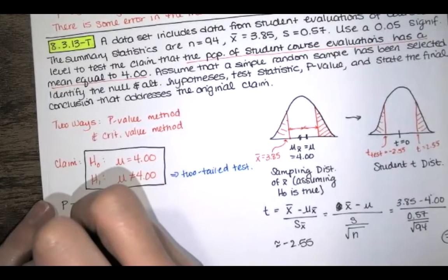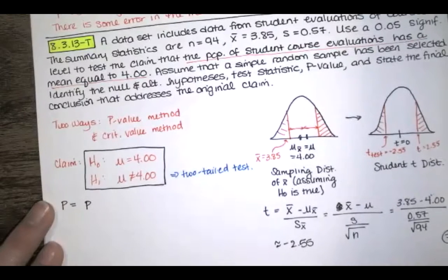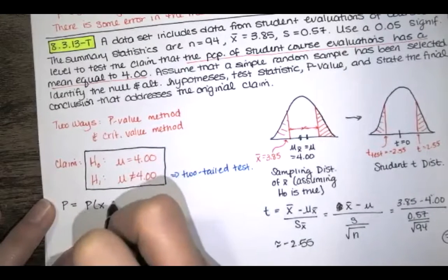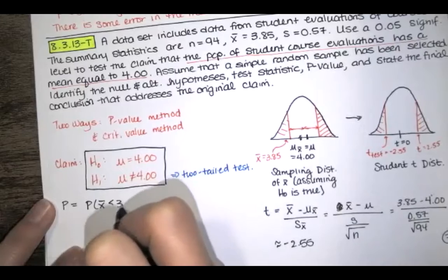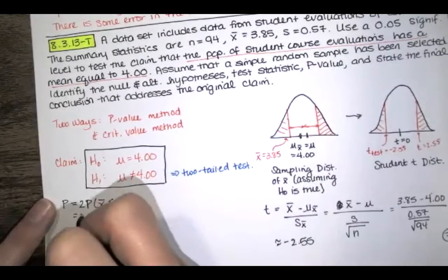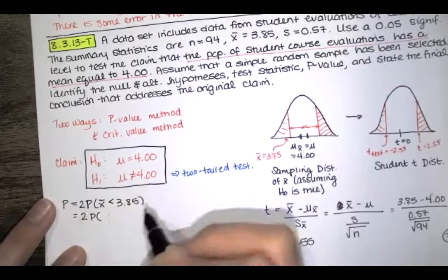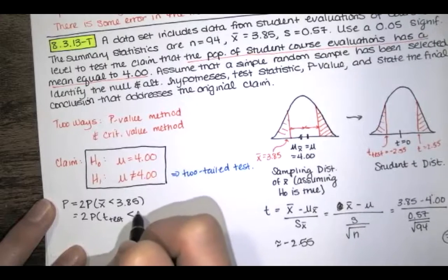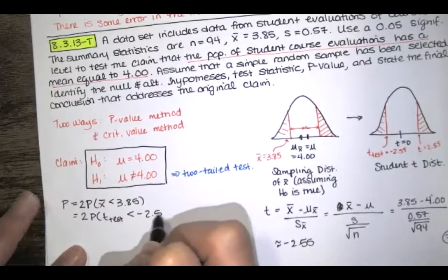So we can say that this is the probability that X bar is less than 3.85, but then we double it because it's a two-tailed test. Or we can say this is 2 times the probability that our test statistic t is less than approximately negative 2.55.